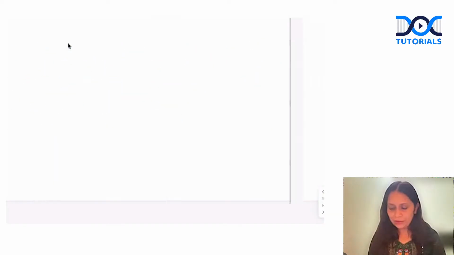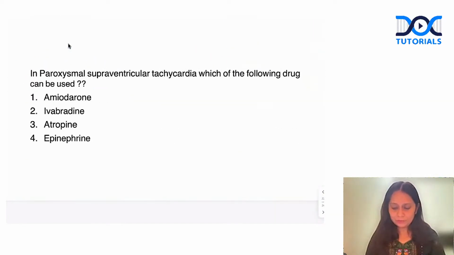Okay, now let's see the next question. In paroxysmal supraventricular tachycardia, which of the following drugs can be used? I didn't get all the answer options, but again, I told you, four flow charts are very important for the emergency care of the patient. One is the tachyarrhythmia management chart, then the bradyarrhythmia management flow chart, then the BLS flow chart and the ACLS flow chart.